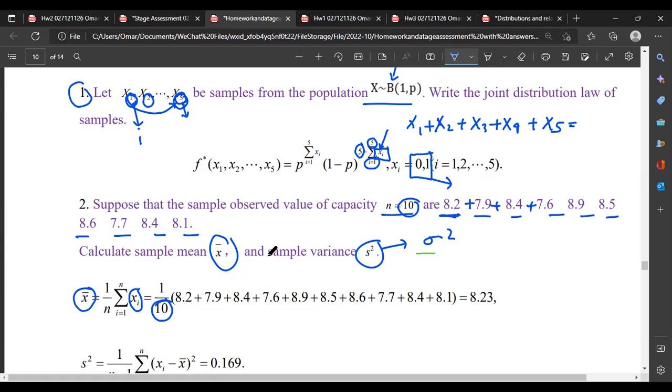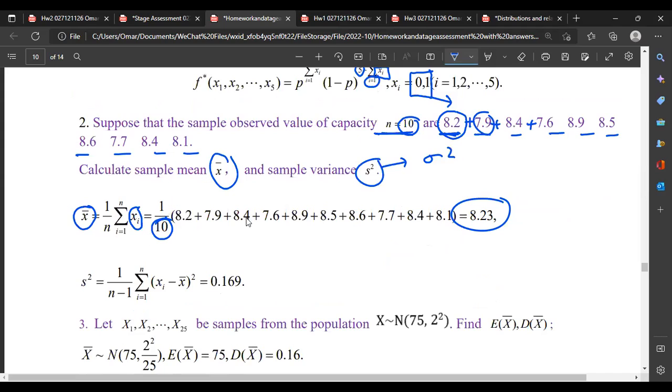And the sample variance. This is the formula. It's like the very basic formula of finding the mean. Just add them and divide by the number. So here we have 10 samples. So we divide by 10, okay? Here n is equal to 10.